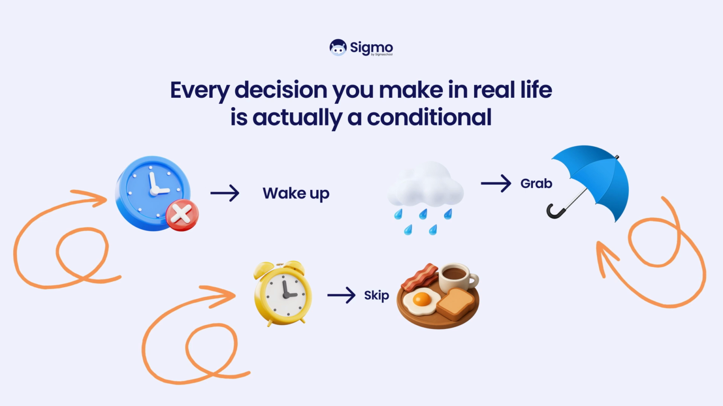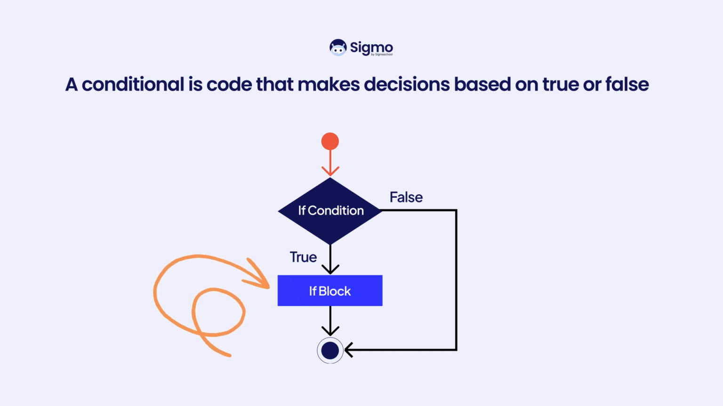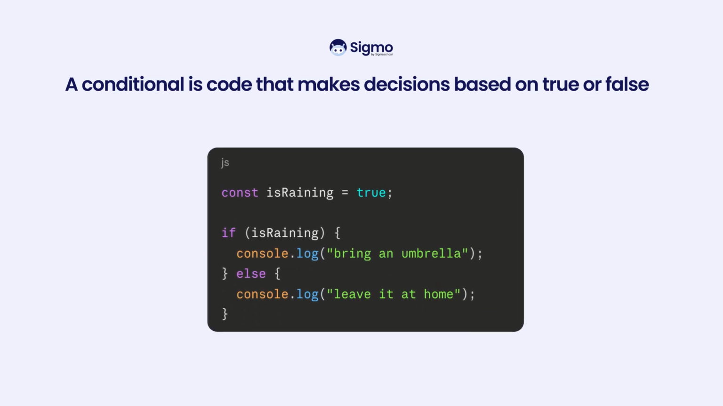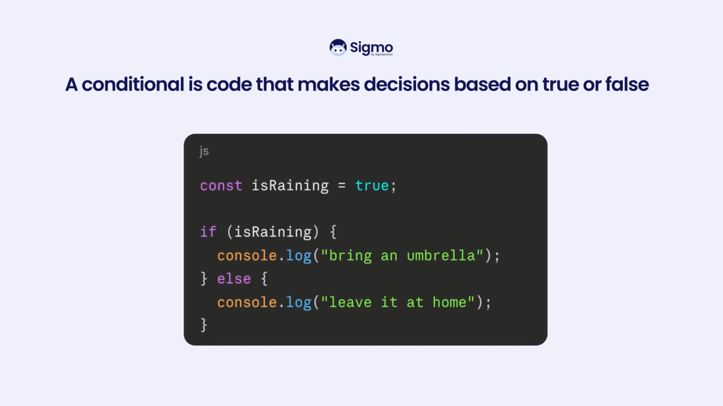If something is true, do this. Otherwise, do something else. That's exactly what conditionals are in programming. At its core, a conditional checks whether something is true or false, and then runs different code depending on the answer. In JavaScript, we use the if keyword to do this. Think of it as your code asking a question and acting on the answer.